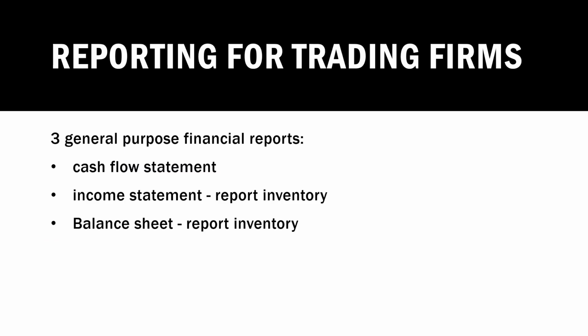Alright, so with respect to reporting for trading firms, what sort of reports do we have to prepare? Usually, so far, we've seen the three main reports being prepared, which are the three general purpose financial reports relevant to inventory as well. We've got one, the cash flow statement, two, income statement, third, the balance sheet. So, with income statement and the balance sheet, we are reporting the inventory items.